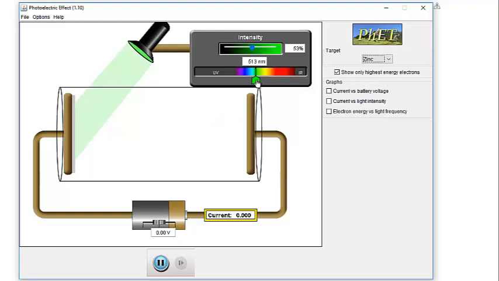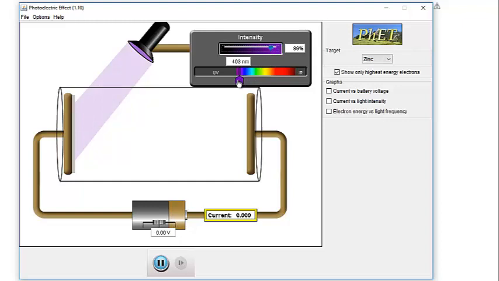So what do you think I should do in order to make more electrons come off? We should decrease the wavelength, or increase the energy. So let's go down into the purple region where we saw the electrons really fast off the sodium. Still nothing. What if we increase the intensity? Let's see. No. Still nothing.